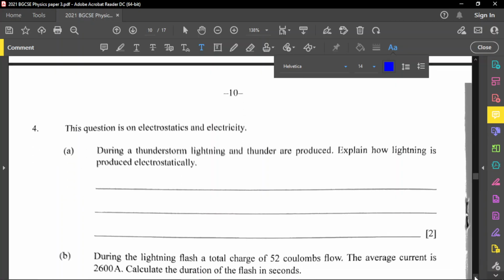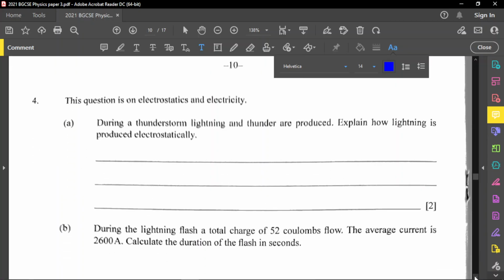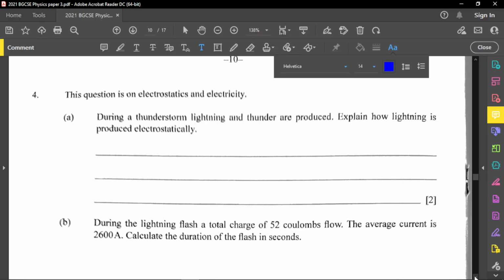All right, so let's go to question number 4. This is the last question for this section. And again, I'll put the clickable icon or link somewhere on the top of the screen for you to click and watch section B. All right, so in question number 4 now, the question is on electrostatics and electricity.